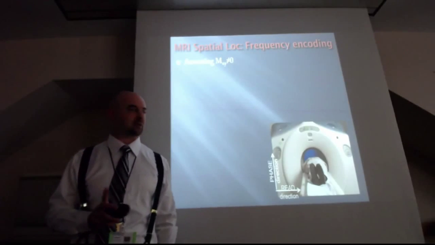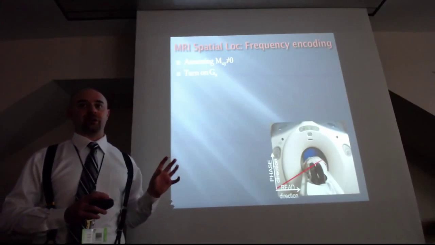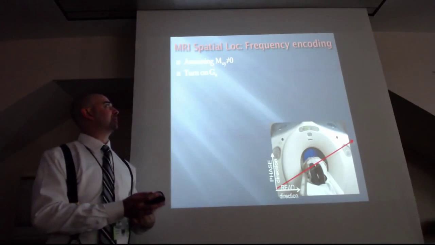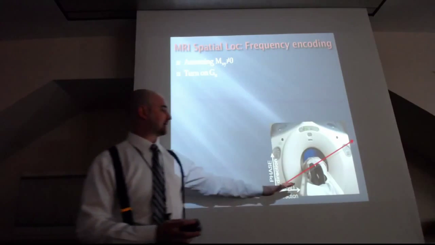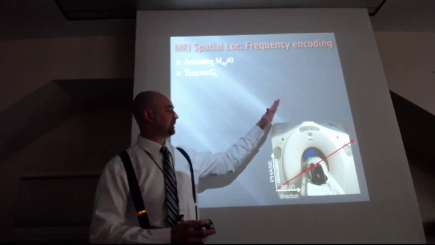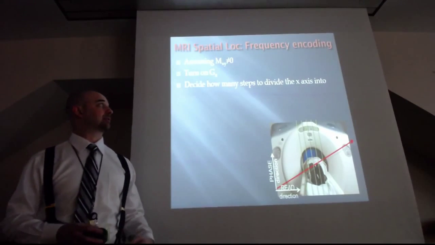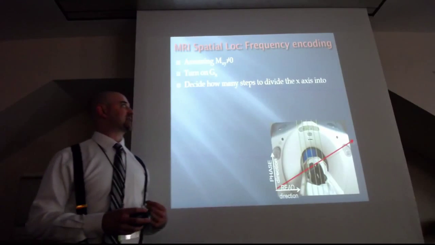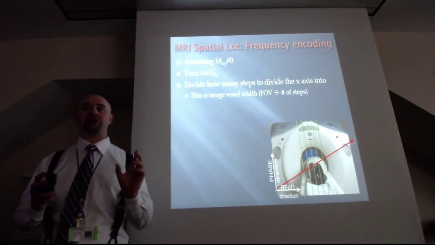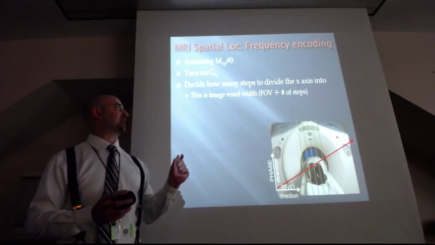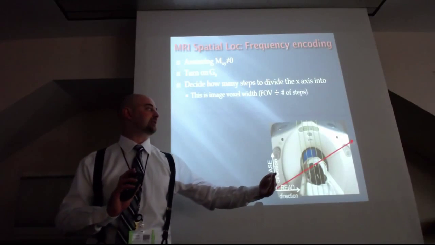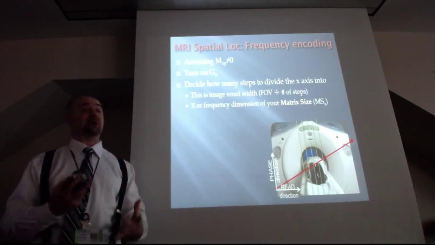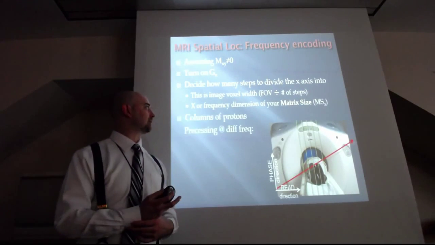So let's look at this. Now, assuming there is transverse magnetization in the XY plane, i.e. we've done an RF pulse, you turn on GX, right? So now instead of being a flat line, GX is varying from left to right. Well, you decide how many steps you want to break your x-axis down into, and this is going to give you the width of your image pixel. So the field of view, your total field of view, divided by the number of steps, which you set, which is called your matrix size in the x direction, or MSX.